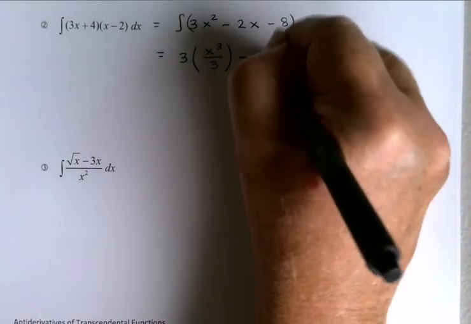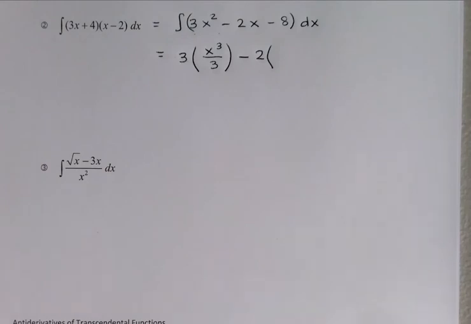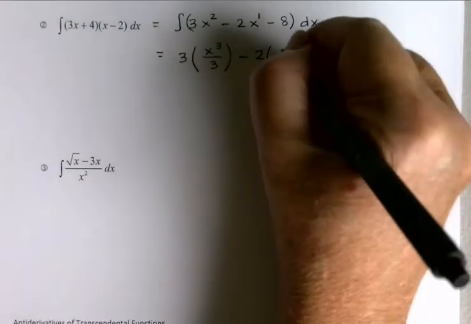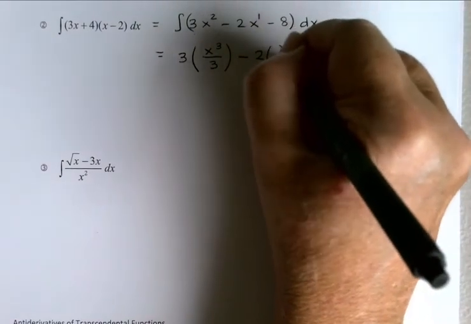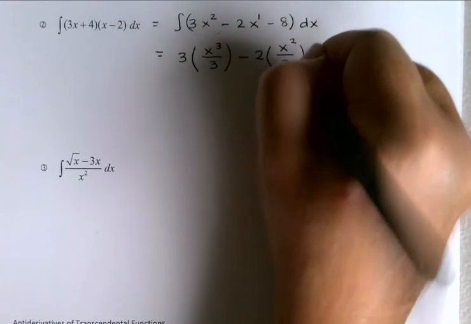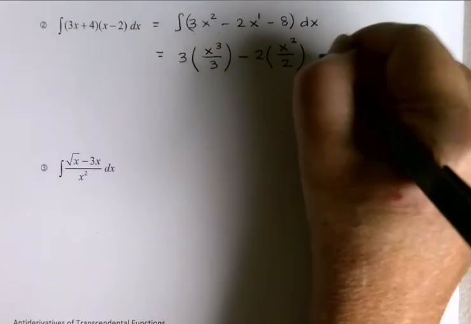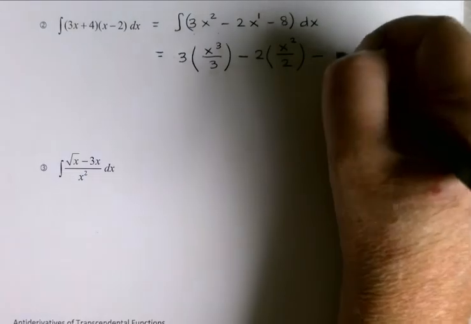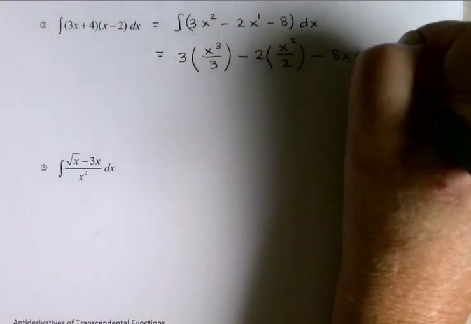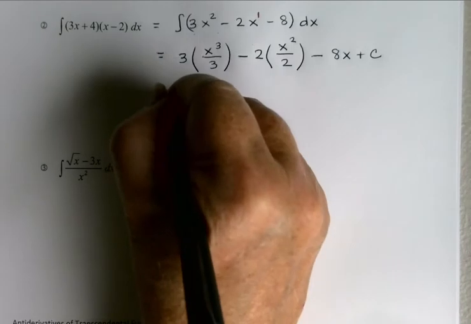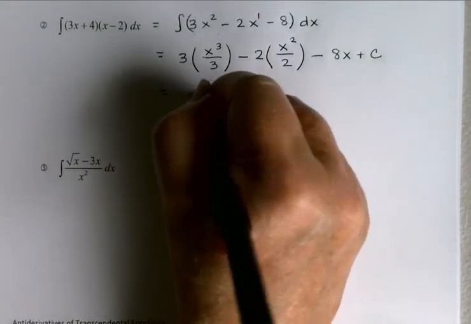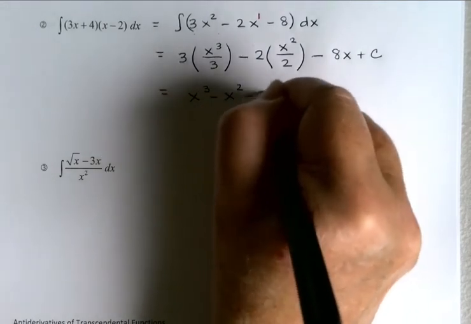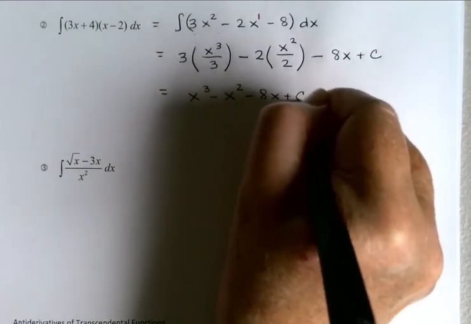Subtract 2 times, and again, keep in mind that this exponent is actually 1. So when I use my power rule, I'll get x to the 2nd over 2, minus the antiderivative of a constant 8, which is just 8x, plus c. So I just end up with x cubed, minus those 2's will cancel, so x squared, minus 8x plus c.